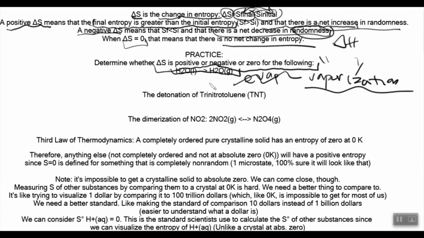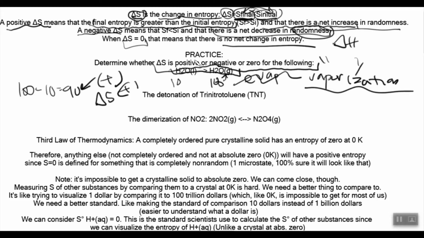So we know that water vapor is 100, and liquid water is 10. Now, obviously, the delta S, based on this numbering system, will just be final entropy minus initial entropy. 100 minus 10 is 90. 90 is a positive number, so our delta S will be positive in this case. So we can put a fat plus sign there.